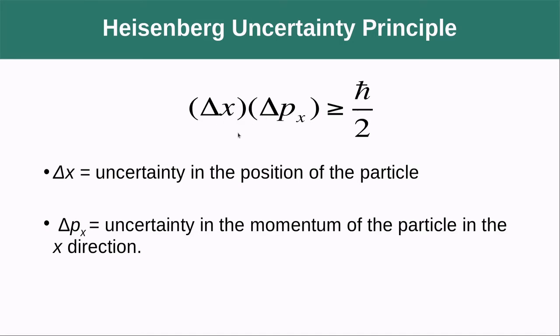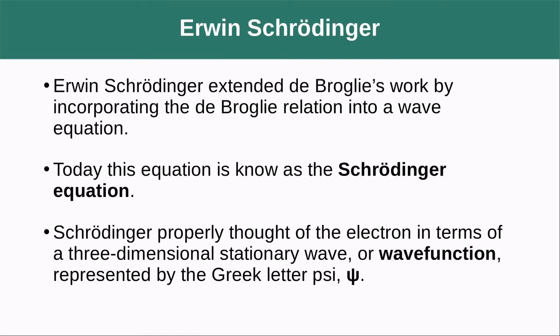So we can't know both of these at the same time, so the question becomes, how do we handle this? And the answer is we need to handle it statistically. And that's where Erwin Schrödinger comes in. He extends de Broglie's work by incorporating the de Broglie relationship into a wave equation. This equation is now known as Schrödinger's equation.